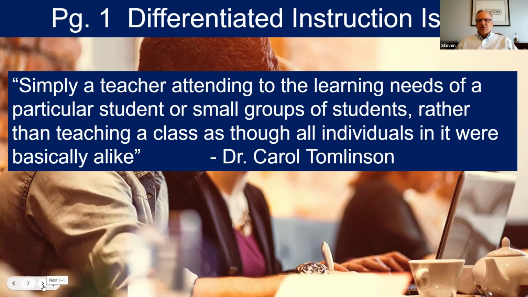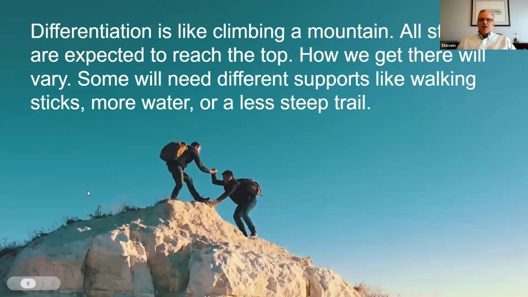Your definitions are one thing, and they're all well and good, but I love analogies more. And this analogy is one I learned a few months ago, and I love this. Differentiation is like climbing a mountain. All students are expected to reach the top of the mountain. We have high expectations. We want to see our students reach their goals. But how we're going to get to the top of the mountain is going to vary.